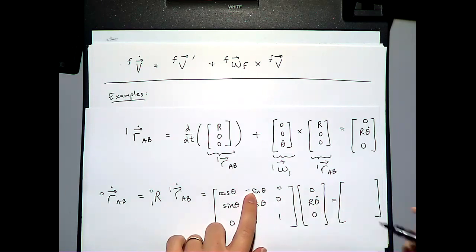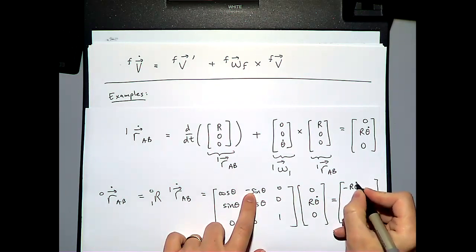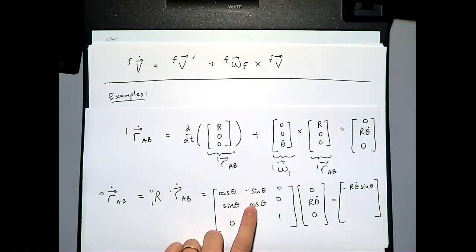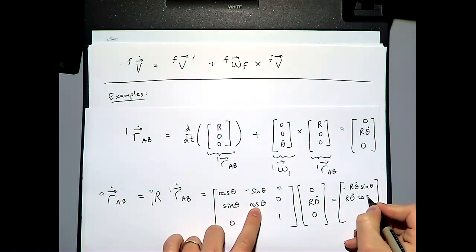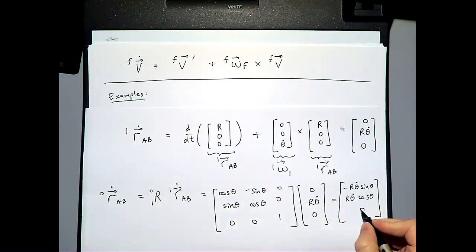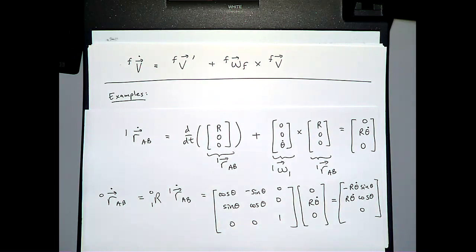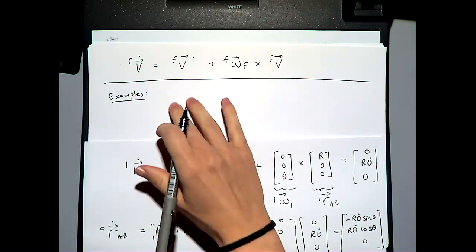So minus r theta dot sine theta, r theta dot cosine theta, and 0, right? Okay, so this is one way to get there. Is it matching what we had before? So let's see here. This will be the other example.